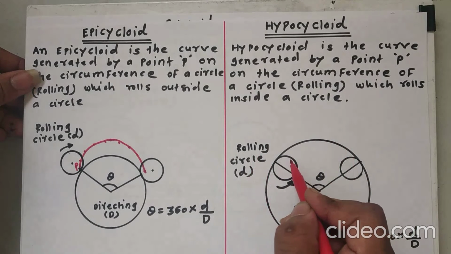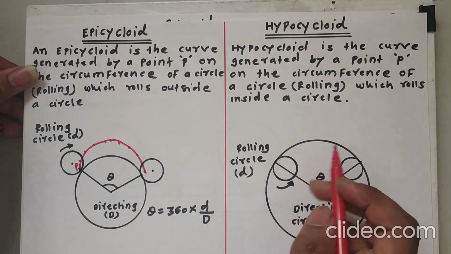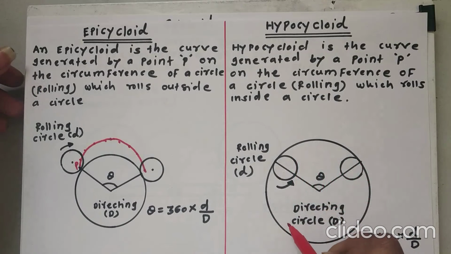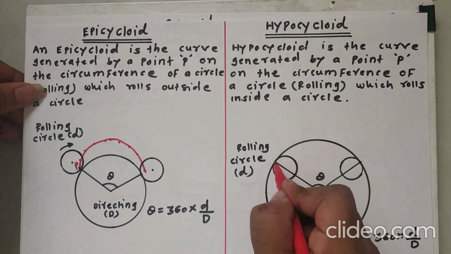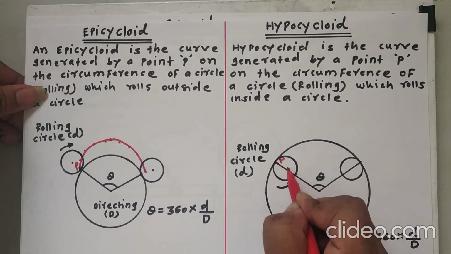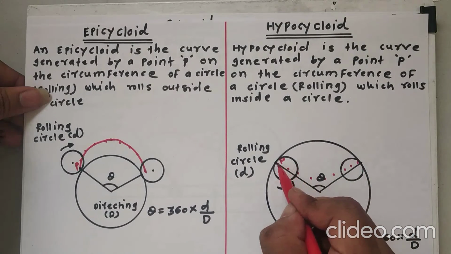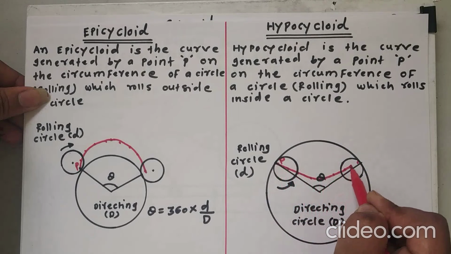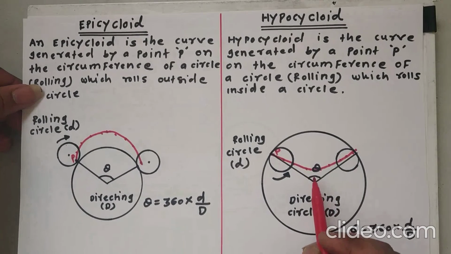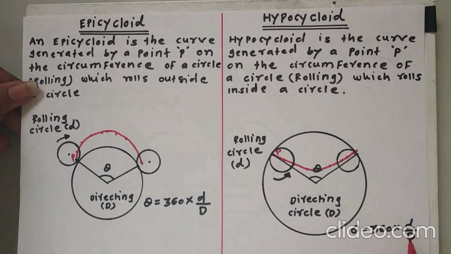Now this rolling circle moves one revolution in anti-clockwise direction, on the inside of this directing circle. It will move inside of this directing circle. Now consider point P is over here. When this rolling circle moves in anti-clockwise direction, this point P also starts moving like this. We need to connect all these points. So this curve is called a hypocycloid. How to calculate this angle theta? So this theta is equal to 360 into small d by capital D.